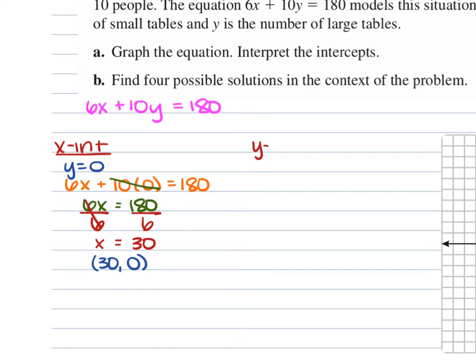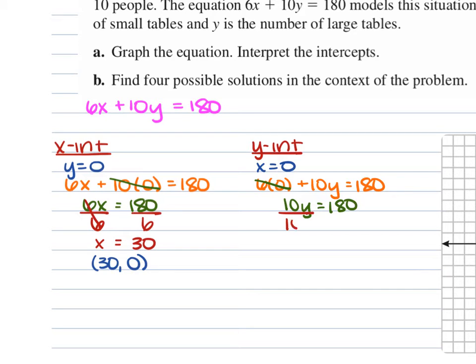To find the y-intercept, we're going to plug in 0 for x. So this is just going to give us 6 times 0 plus 10y is equal to 180. The 6 times 0 cancels out, so 10y is equal to 180. We divide each side by the 10, so y is equal to 18. So that's the ordered pair 0, 18.